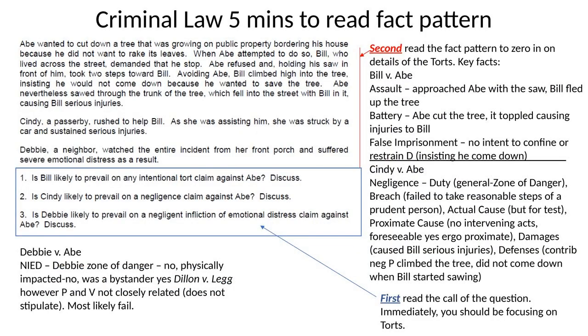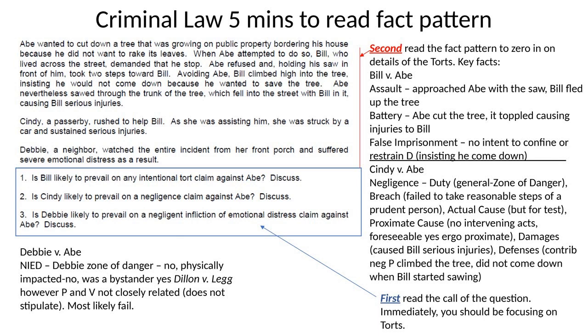Okay, so here's a fact pattern. First, read the call of the question. Is Bill likely to prevail on any intentional tort claim against Abe? Okay, torts. Intentional tort. Is Cindy likely to prevail on a negligence claim against Abe? Negligence. That's a long one. Is Debbie likely to prevail on a negligent infliction of emotional distress claim against Abe? So this is a racehorse question. You have got to be on your game and moving fast.